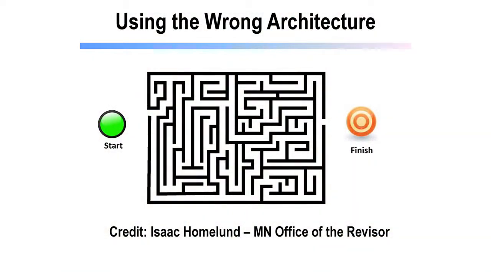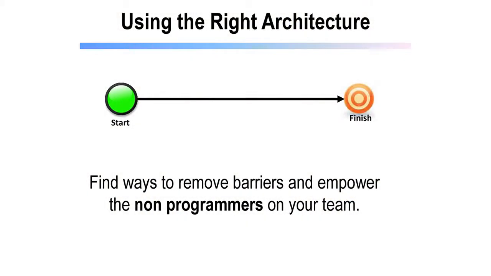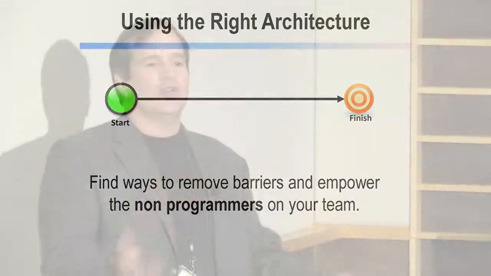All right, so let's wrap up. This is about architecture. There's a guy over at the Minnesota Office of the Revisor named Isaac Homeland. He was trying to store statutes in a relational database, and he said this is what it felt like to store highly structured documents inside of an Oracle database. He said once he learned about native XML, this is what it felt like. There was nothing in the way. He could load the documents, he could search them, he could transfer them. Nothing got in his way.